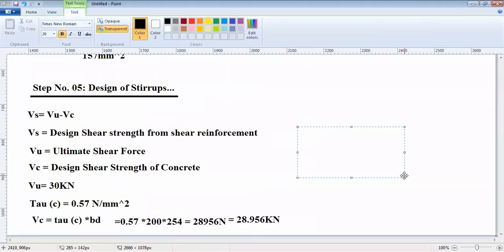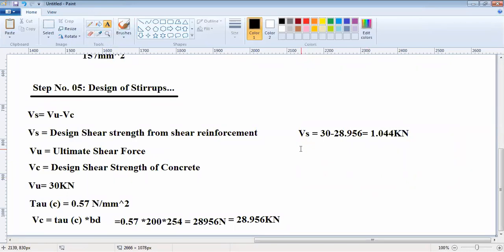Now, what is VS? It's VU minus VC. VU was 30, VC is 28.956. Both are in kilonewton. So it comes to 1.044. This is VS that we are getting.